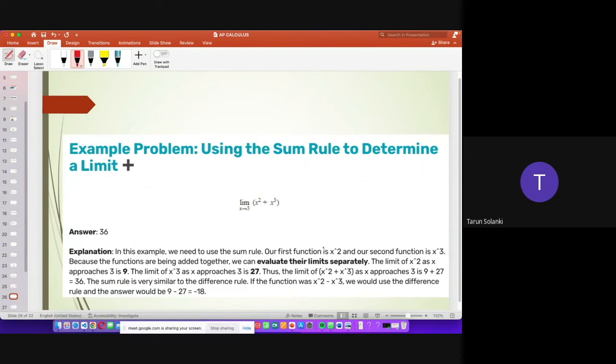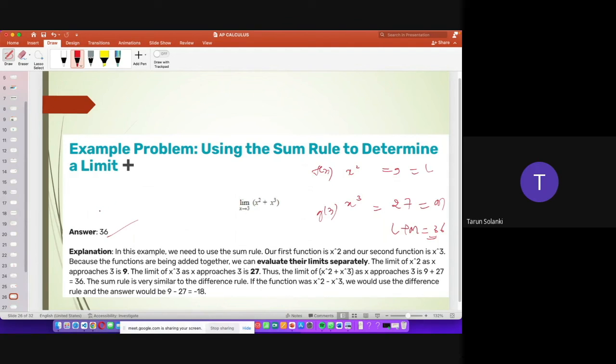So our first function is x square and our second function is x cube. Let's take it f of x, and take it g of x. Because the functions are being added together, we can evaluate their limits separately. So the limit of x square as x approaches 3, put 3 here, you will get 9. Now put 3 here, you will get 27. Now this becomes your L, and this becomes your M. Now you can add L plus M, you will get 36. So this was your answer.